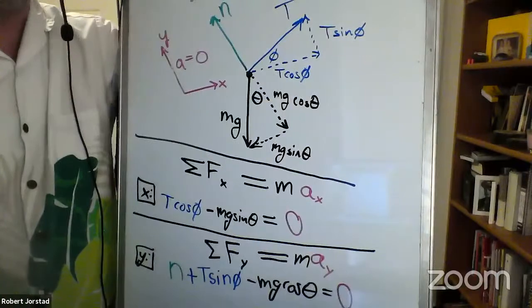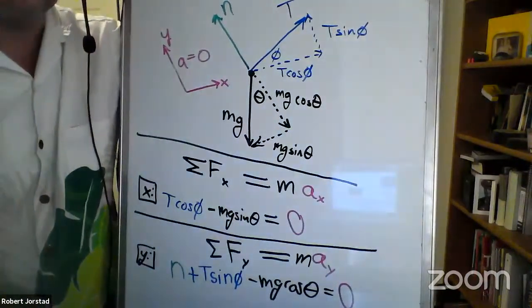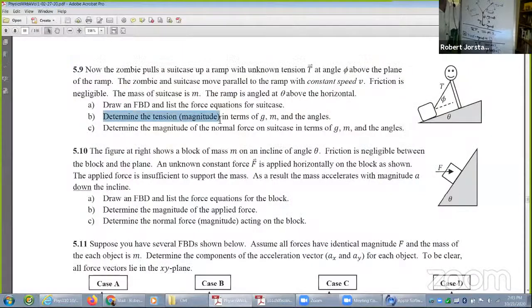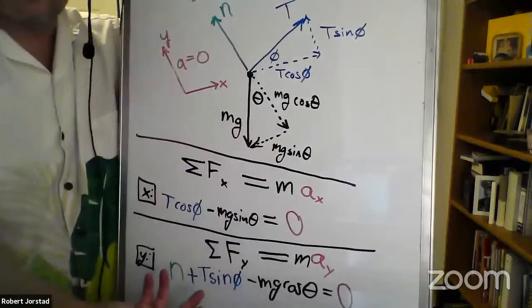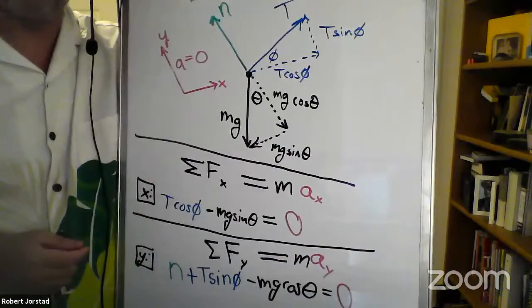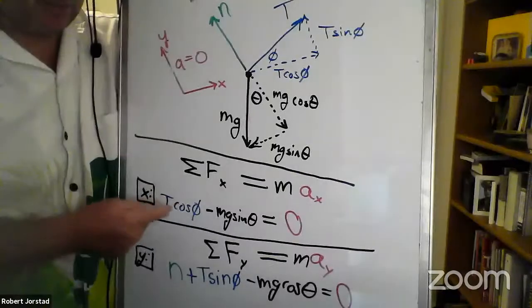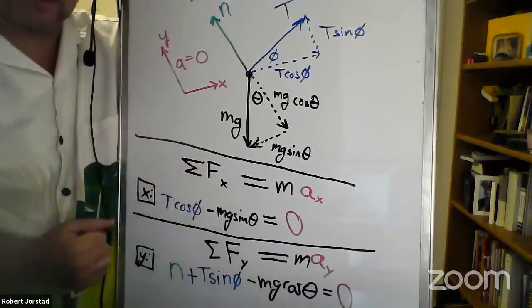So if you look at the questions now, let's go back and look at them. The next part is determine T and determine N. So notice all the work is basically here. At this point, if I want to solve for T, which equation looks better, X or Y? X. We're told in the problem that the angles are known, M and G are known. We got it pretty quickly.